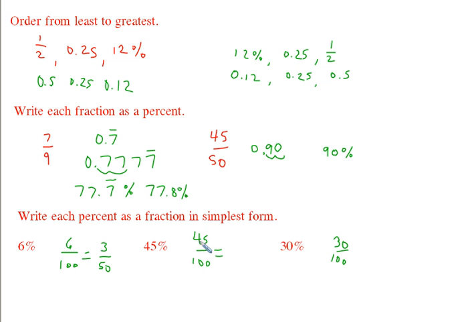Does anything go into 45 and 100? Think about it for a second. And remember, 5, because it ends in 5 and 0. So it's going to be 9 over 20. The last one over here, divisibility test, since it ends in 0, it's divisible by 10. So it's just going to be 3 over 10. And we're all done.